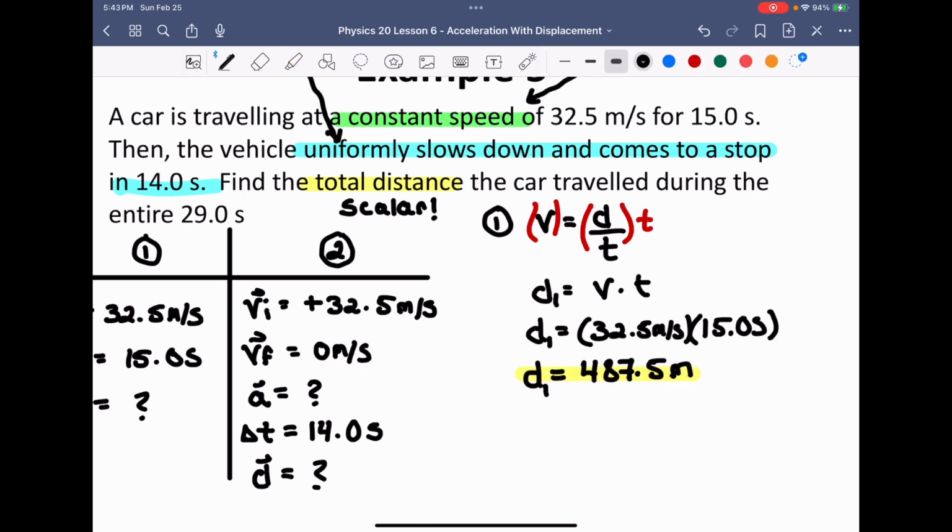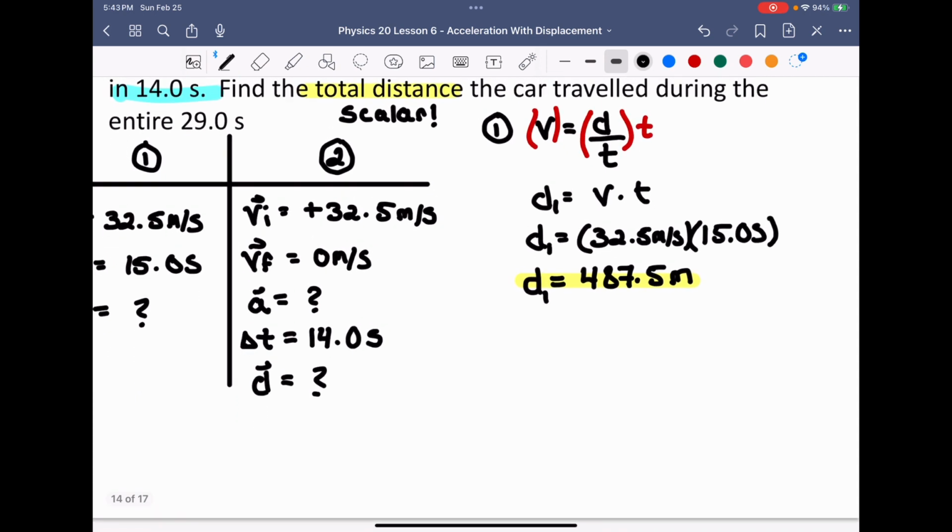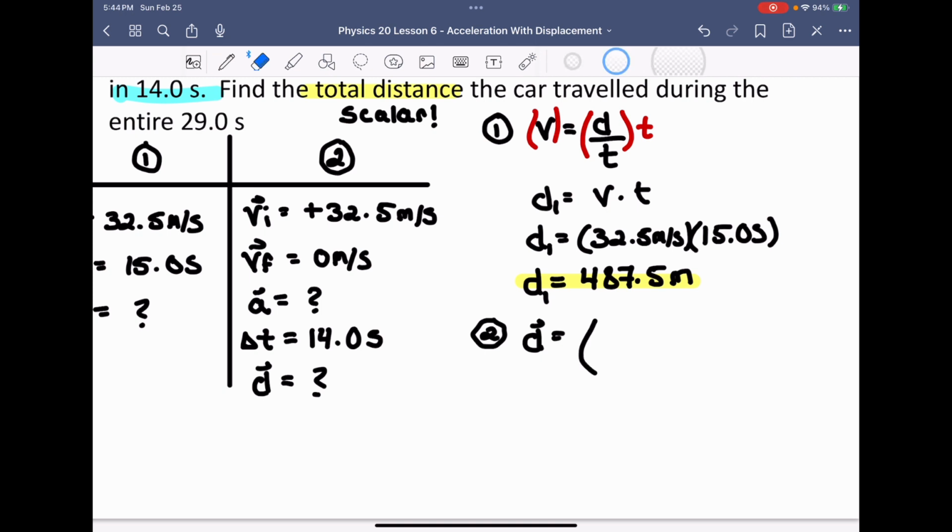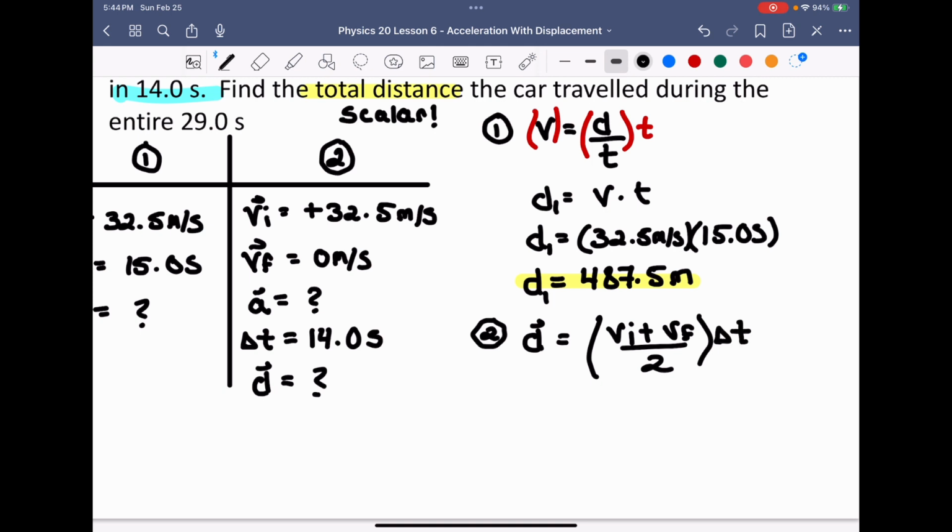Now, before we get our final solution, we've got to figure out how much distance was covered in the second interval. To do that, we're going to use a different equation, an accelerated motion equation. Distance, or the displacement, is equal to, in brackets, the average velocity, or VI plus VF, divided by 2, multiplied by the change in time. Now, the nice thing is we don't need to reorganize this equation. We just have to plug in the values here.